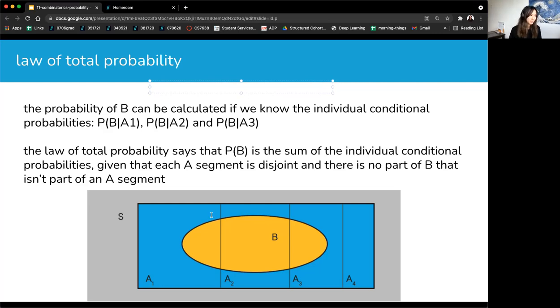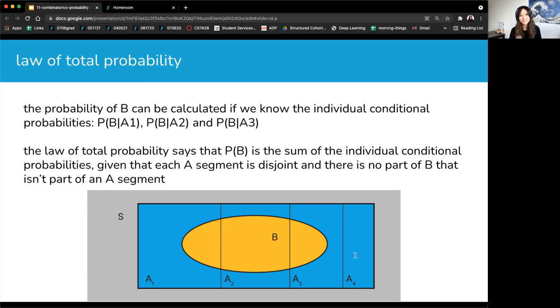Let's say we know the probability of B given A1, B given A2, and B given A3. That means that we know what proportion of A1 is also B. We know what proportion of A2. We know what proportion of this entire rectangle here is also in B. And we know what proportion of A3 is in B here. So we know these proportions, but we don't know what B is.